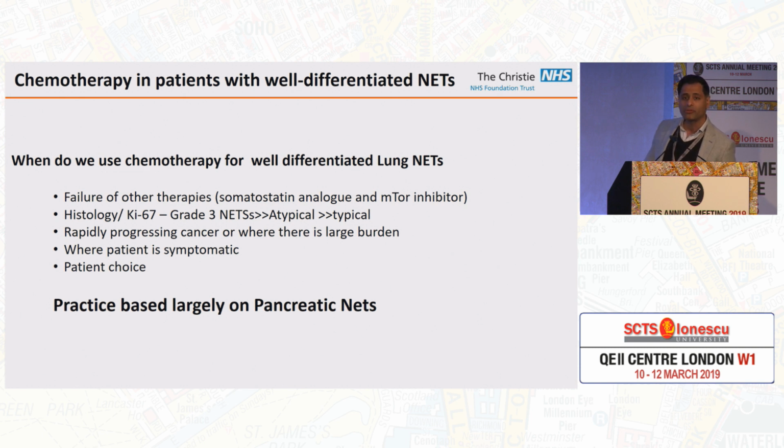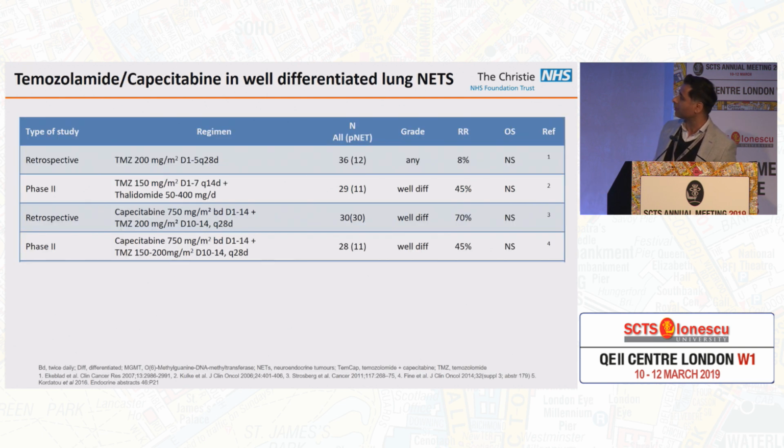For rapidly progressing cancers, we tend to use chemotherapy first. When a patient is symptomatic, we tend to use the chemotherapies. And of course, patient choice. But the practice, once again, is borrowed largely from the pancreatic NETs, cap in hand. I'm going to cut to the chase, so I'm not going to go through all the chemotherapies that we use because there's many, but there's no evidence behind a lot of them.